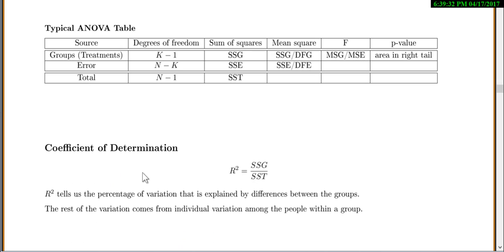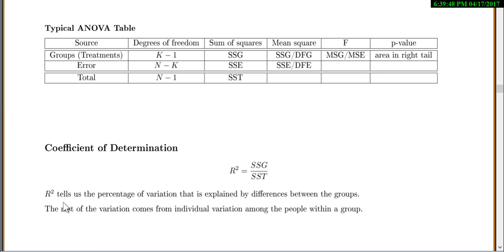And the last thing is what's called coefficient of determination, R squared. R squared is sum squared groups over sum squared total. Yeah, I will make you calculate this by hand just because most computer software doesn't necessarily always output it, and that's pretty easy to do.